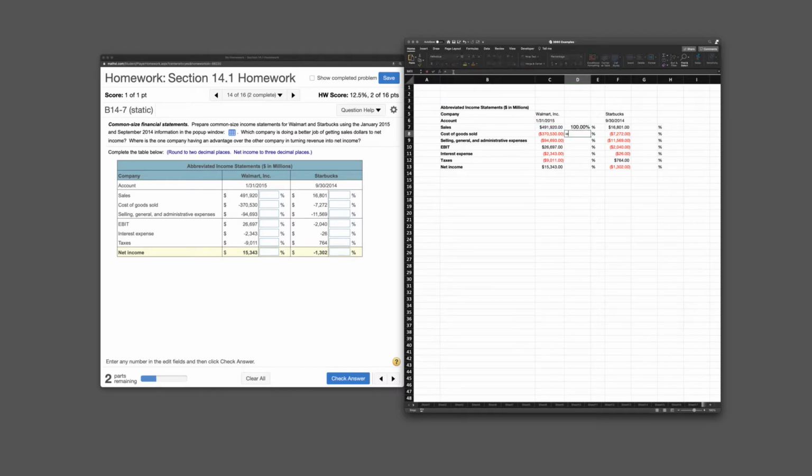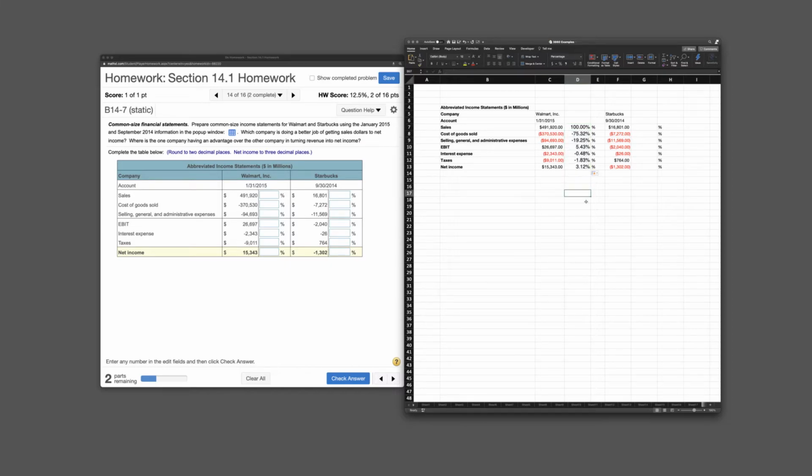So this common base figure is going to be sales, right? So in other words, we're going to express each item as a percent of sales. So our sales as a percent of sales, well, it's going to be sales divided by sales. Okay. Now we take a look at our cost of goods sold. Again, we're going to divide our cost of goods sold by sales. And we're going to do that again for all of the other items.